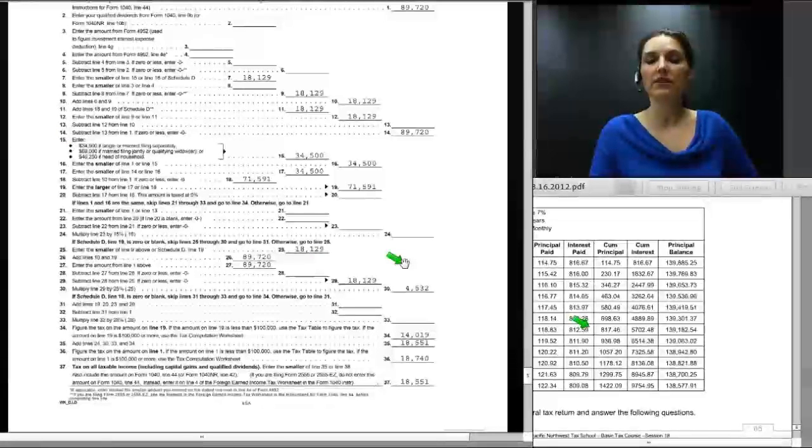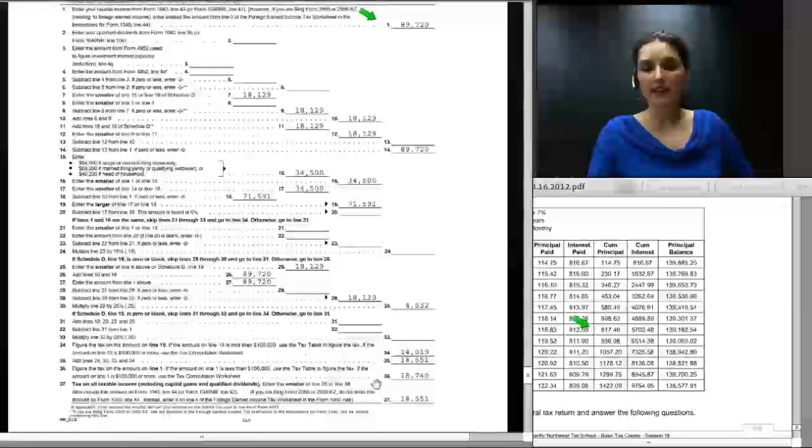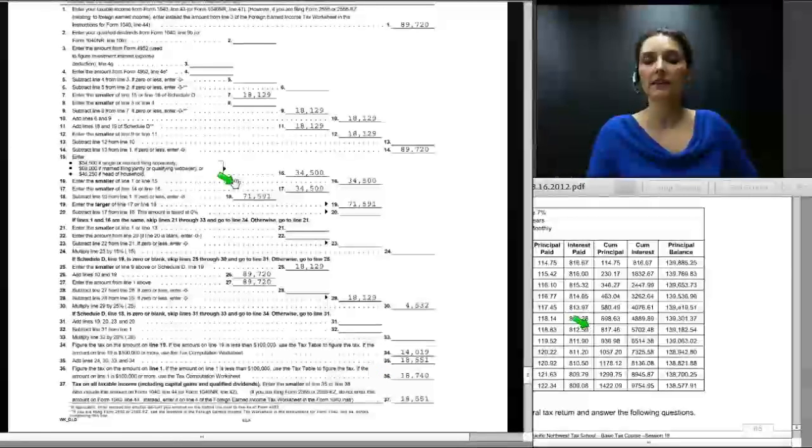That gives us $4,532. The next step is to go to the tax tables and look up the tax Lana would have to pay on $89,720 of income. When you do that, you get $18,740. We also look up the amount of tax using the tax tables that Lana needs to pay on $71,591 of income. And when we do that, we get $14,019. We take $14,019, we add $4,532, and that gives us $18,551.